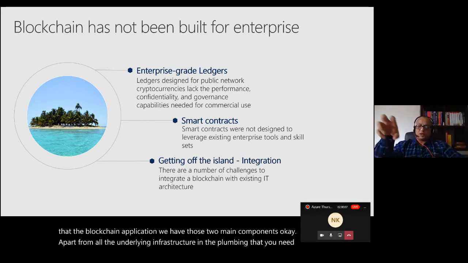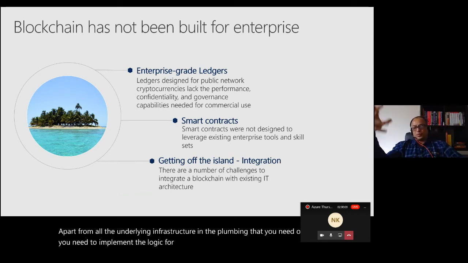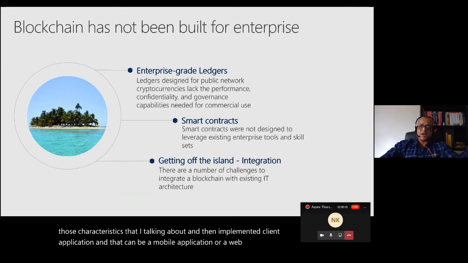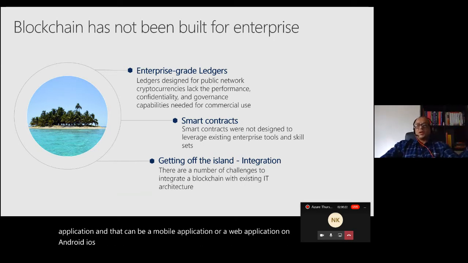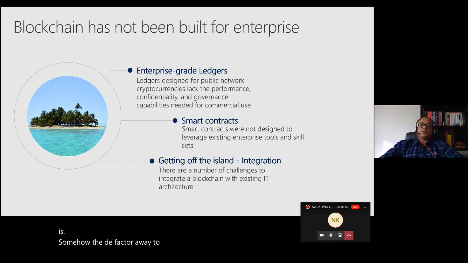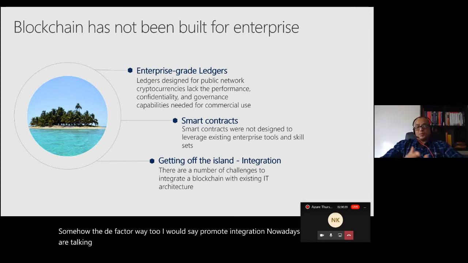You need to implement the logic for your smart contract in order to promote all those characteristics that I talked about, and then implement a client application. That can be a mobile application or a web application, Android, iOS, or browser application. But you need to use specific libraries. Some blockchain platforms and solutions offer a REST API, because REST is somehow the de facto way to promote integration nowadays. We are talking about the HTTP protocol and possibly JSON as the data format.